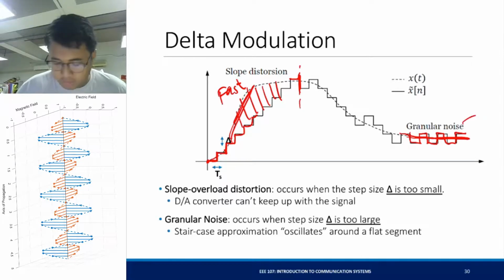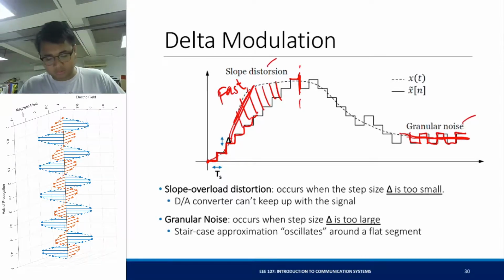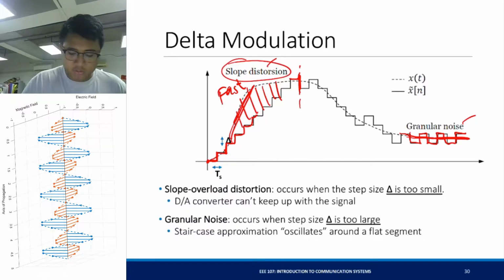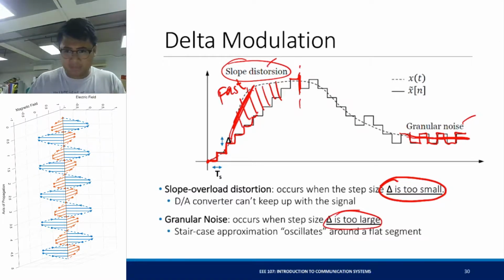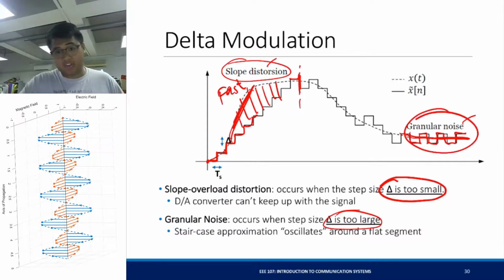And that's granular noise. And the other one is slope overload distortion. The slope overload distortion occurs when delta is too small. Your converter cannot keep up with the signal because it's too fast. Granular noise happens when delta is too large, and the staircase approximation just oscillates because of that. That's your granular noise. If you try to pass that through an LPF, you have a sinusoid function at the output.